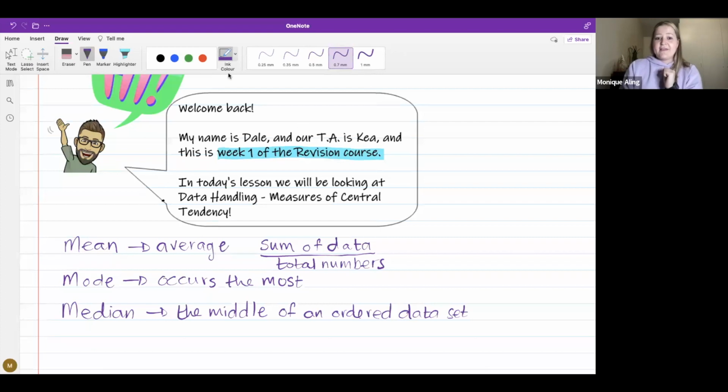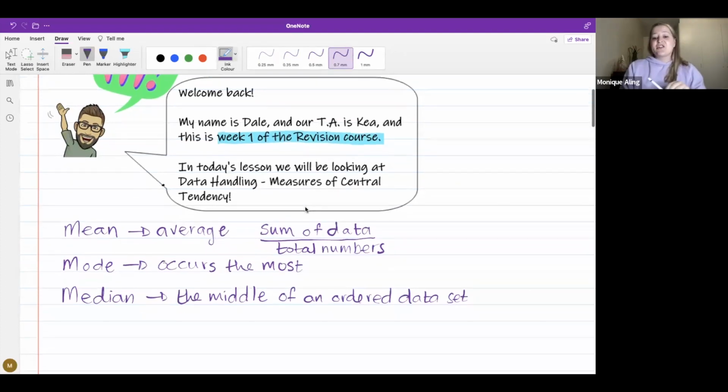Okay, then, so that's looking at the measures of central tendency. Then we have something called measures of spread. What do you think our measure of spread is?